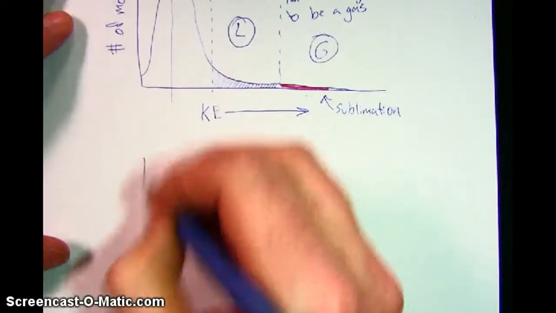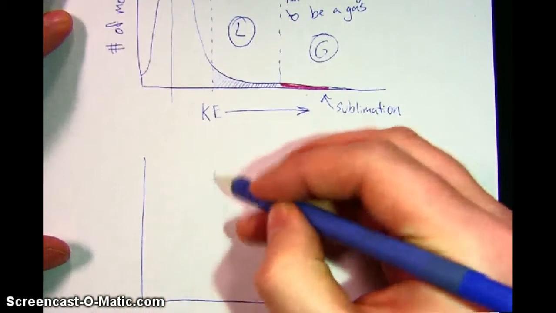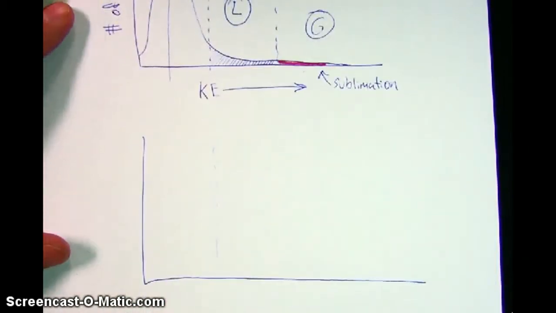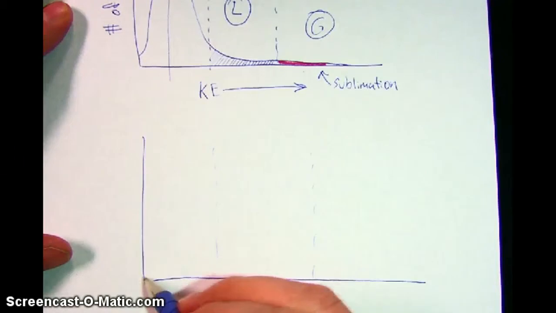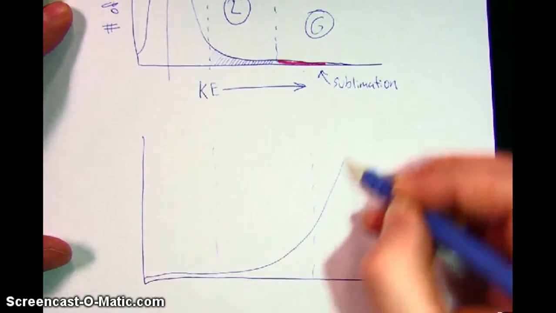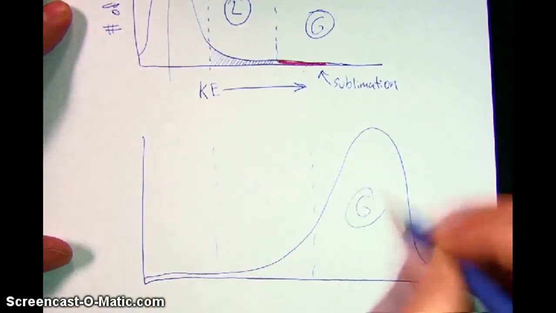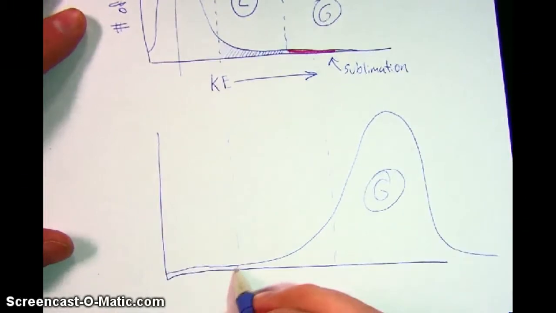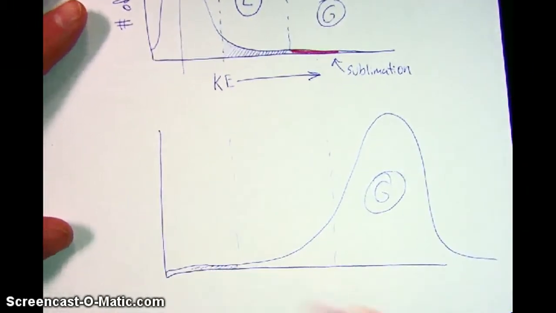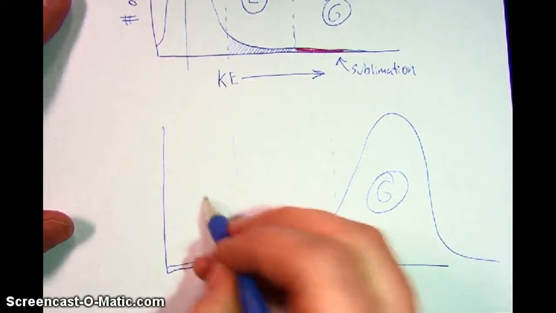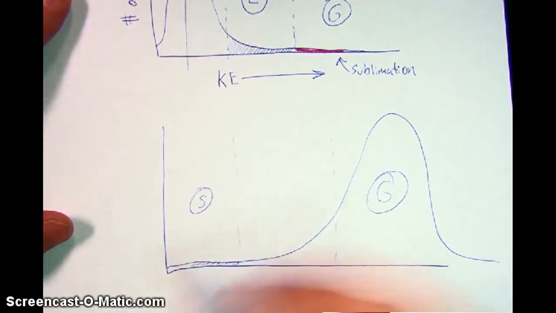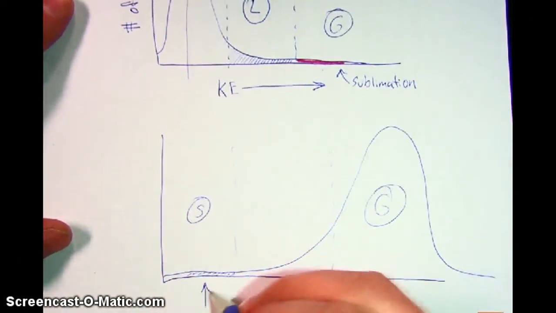If you had another graph like this, and there's my energy required to turn into a liquid, there's the energy required to turn into a gas. If you have a gas, same idea. There's this little section way down here that has just low enough energy to turn into a solid, and that's exactly what they do. So this would be the opposite. This would be deposition.